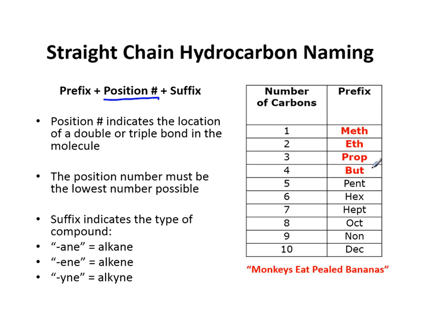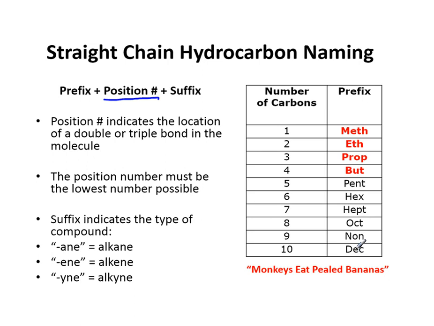Four of these do not follow the typical patterns for prefixes, but the rest do. The first four are different: meth, eth, prop, and but. Meth stands for 1 carbon. Eth stands for 2. Prop stands for 3. But stands for 4 carbons.